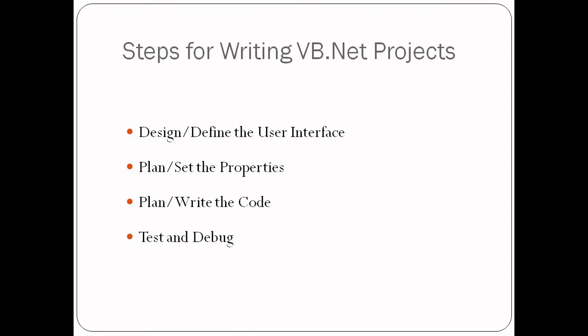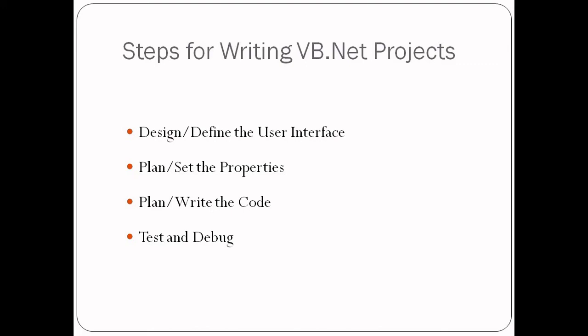Steps for writing VB.NET projects: design your project, that is design your interface, set the properties, set the property which that particular control has. For example, set a particular color for a form, set a particular font style for a text box. Text box is the place where text is displayed. So set a particular text style, set a particular font color, etc. Change the properties or set the properties.